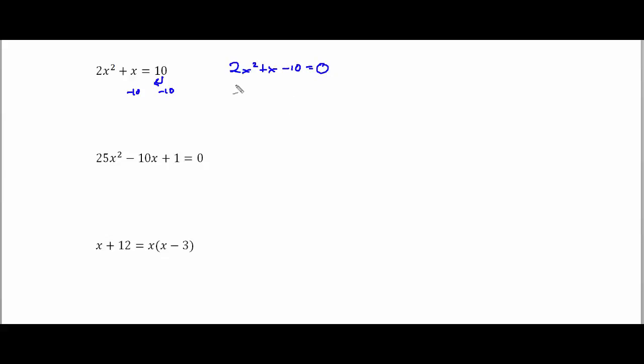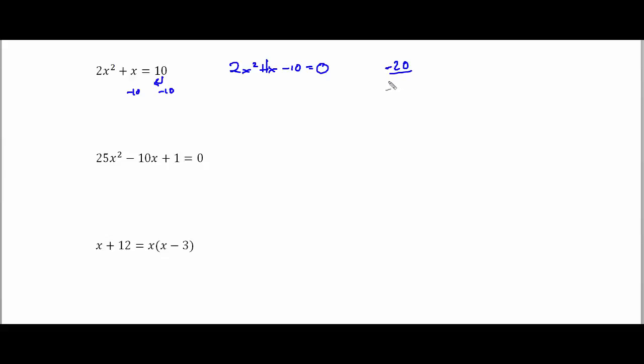Then we'll use tricky trinomial factoring, where I multiply the 2 times negative 10, which gives me negative 20. This scrap work on the side gives me the numbers I have to multiply to make negative 20 and add to make my target value of 1x. So I'll put a 1 there just to remind myself of that.